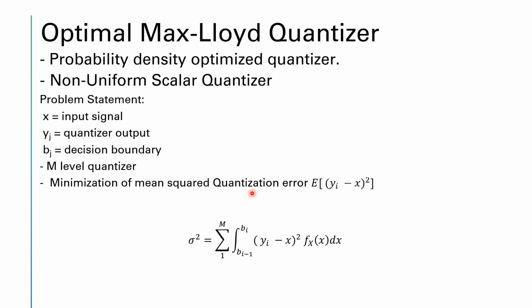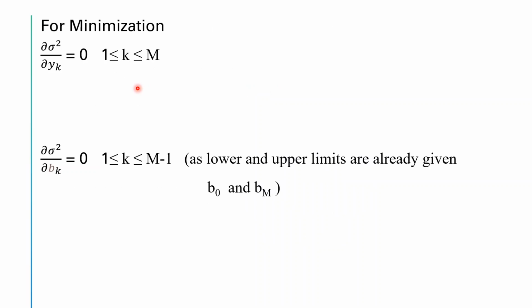The minimization problem goes as we minimize the mean square quantization error. The total accumulated mean square quantization error is given by this. And the Max-Lloyd quantizer is the probability density optimized quantizer; it is a non-uniform scalar quantizer.